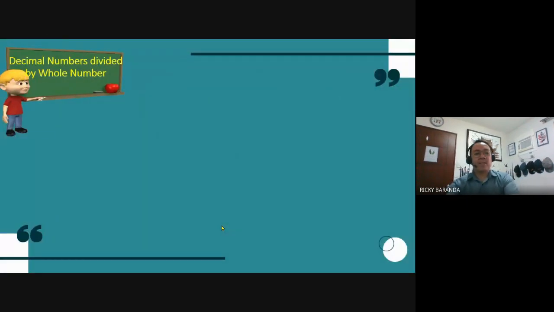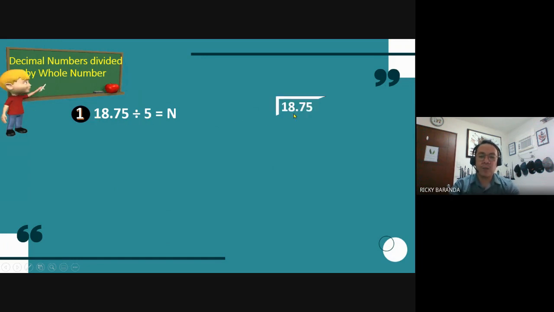Okay, decimal numbers divided by whole numbers. So I have your equation number 1, 18.75 divided by 5. As you can observe, i-divide natin si 18 by 5. So decimals, mixed decimals by whole number. So ang ilalagay natin sa loob ng division home ay si 18.75. Then si 5 ang nasa labas. So ano yung step? Mapapansin ninyo, di-divide natin ay decimal by whole number.